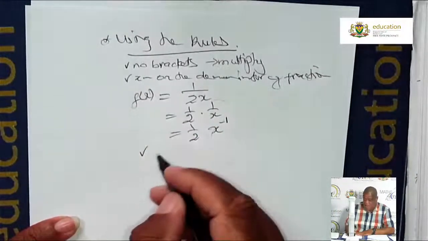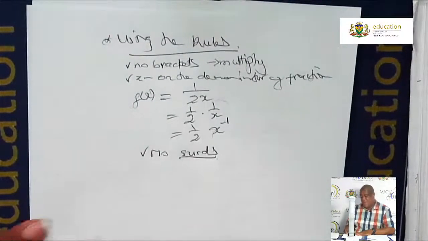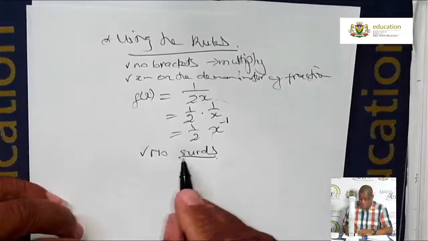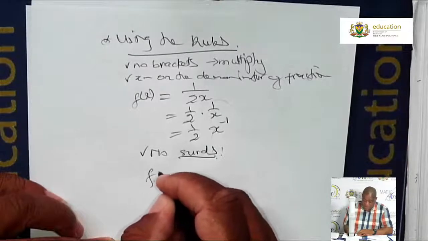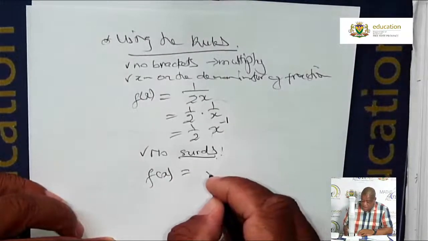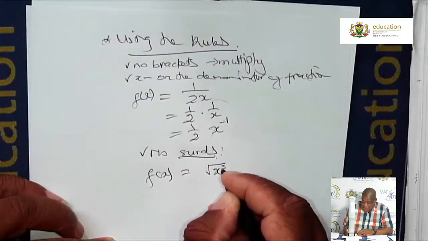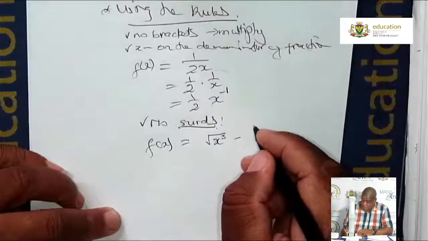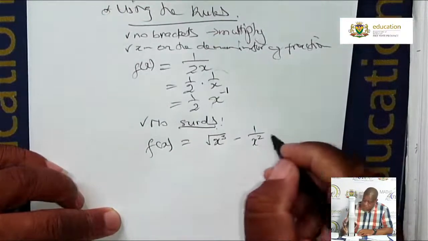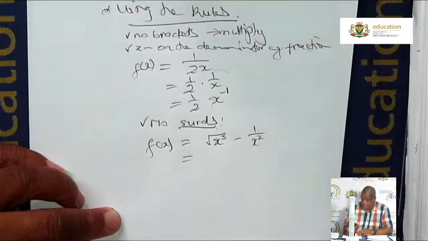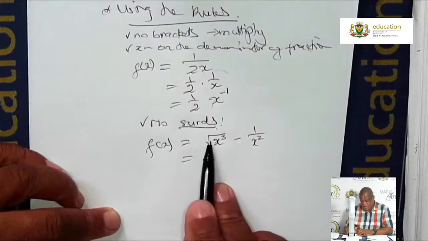And the third element is to make sure that there are no surds involved, because we can't differentiate if there are surds. What do I mean by no surds involved? Our function can be, just for an example, the square root of x to power 3 minus 1 over x squared. And I've involved 2 things there. First one, this is the surd I'm talking about. We cannot work it like that.